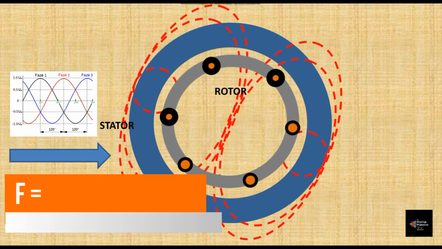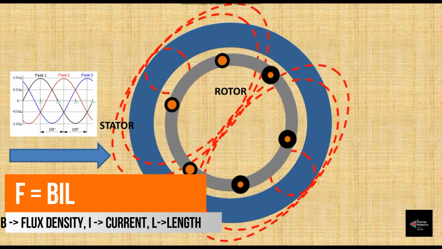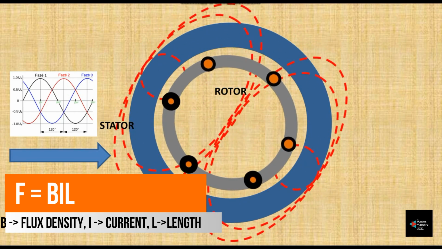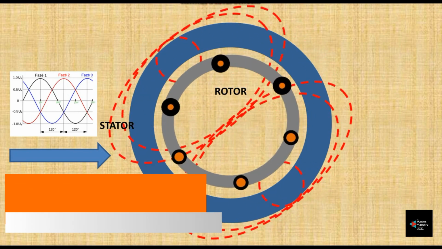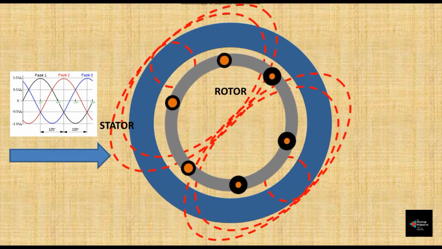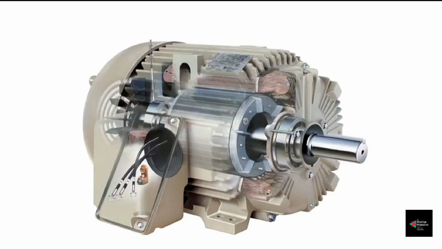The force on the rotor bars which causes the rotation is proportional to the magnetic flux density, current on the rotor bar and the length of the rotor bar. As we discussed previously, the current induced on the rotor bar depends on the relative speed between the rotating magnetic field and the rotor. When there is a load applied on the rotor, speed reduces.